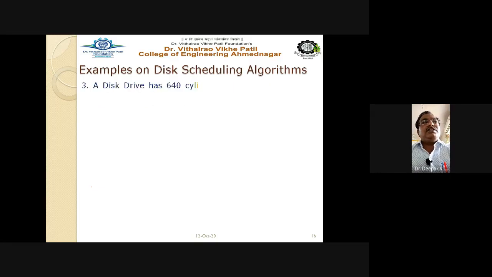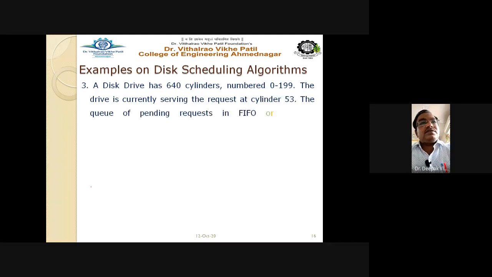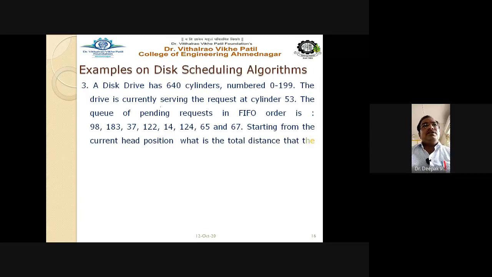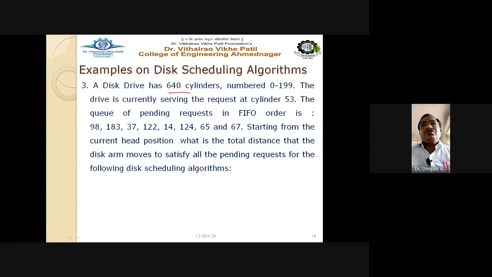Now here is another example given for study. The second example, or the third example: a disk drive has 640, again 640 cylinders numbered from. Sorry, this is a typing mistake. This number must be 200 cylinders because you have the cylinders numbered from 0 to 199. That's why 640 is typed here by mistake. So consider it as 200 cylinders, numbered from 0 to 199.